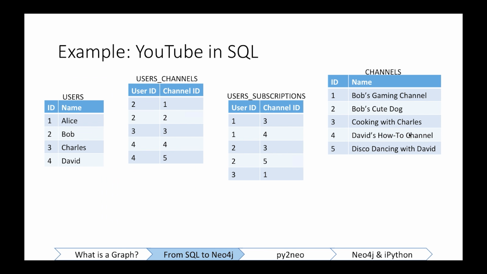And then if we wanted to capture information about users operating channels, or users owning channels, let's say, you would create another table, probably called users channels, to capture which users own which channels. So here on the left, we would have a user ID column that would have a foreign key back to the users table. And then we would have a channel ID column that would have a foreign key over to the channels table. And this would capture things like user 2, which is Bob, owns channel 1, which is Bob's gaming channel. So anytime you want to capture a relationship between two entities like this, you would usually have to create a table like this.